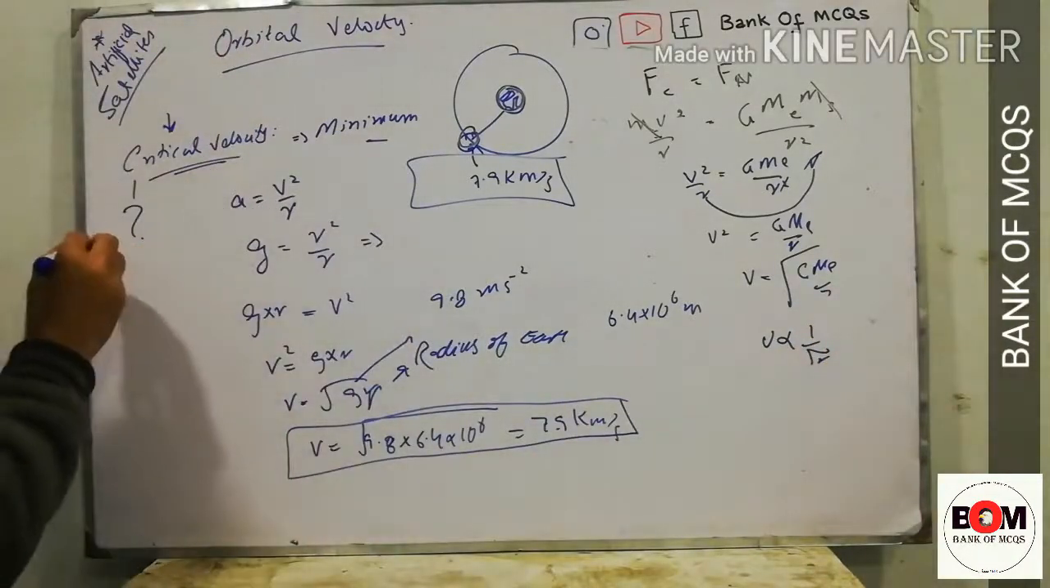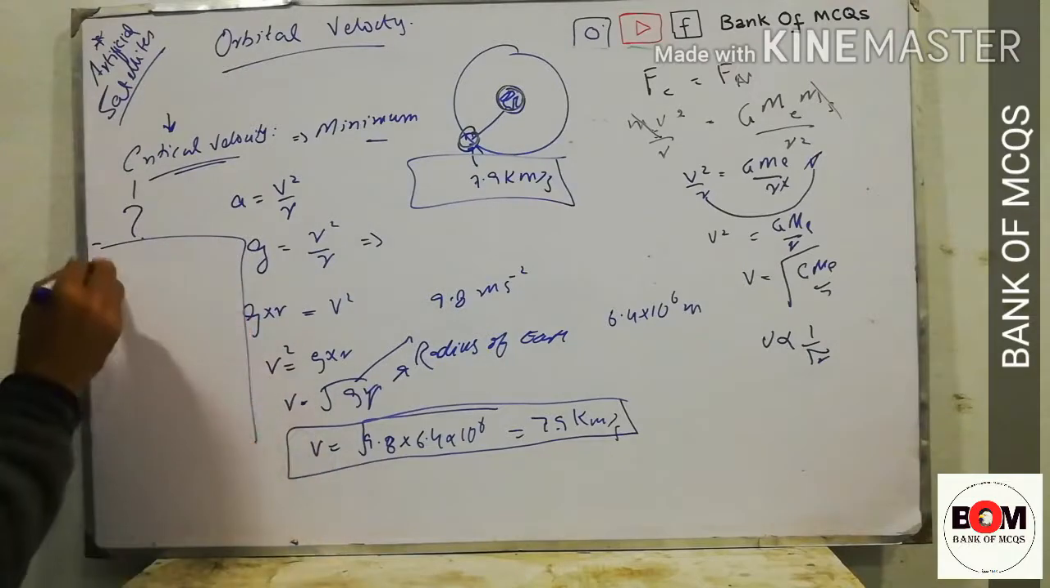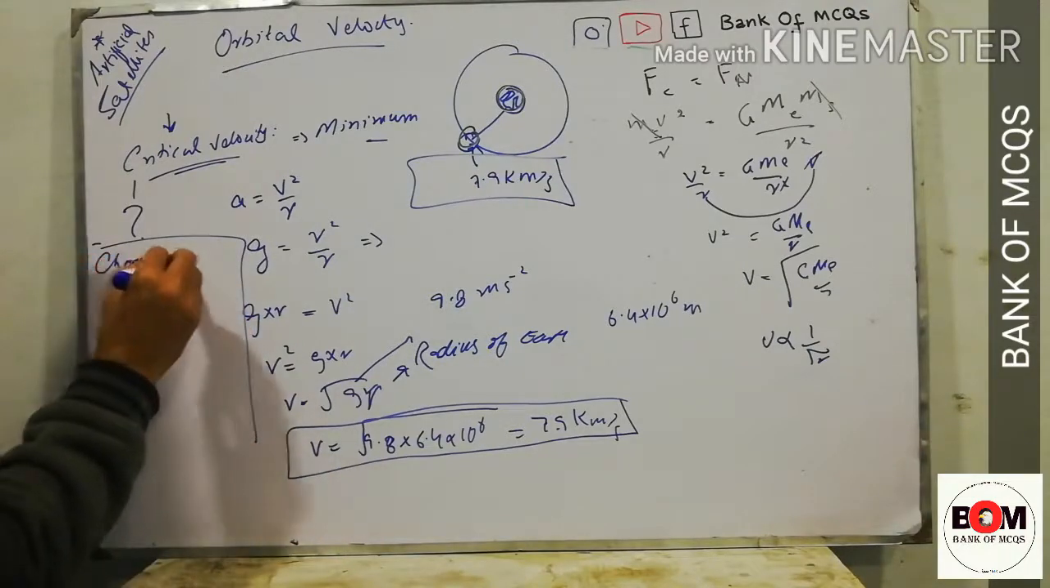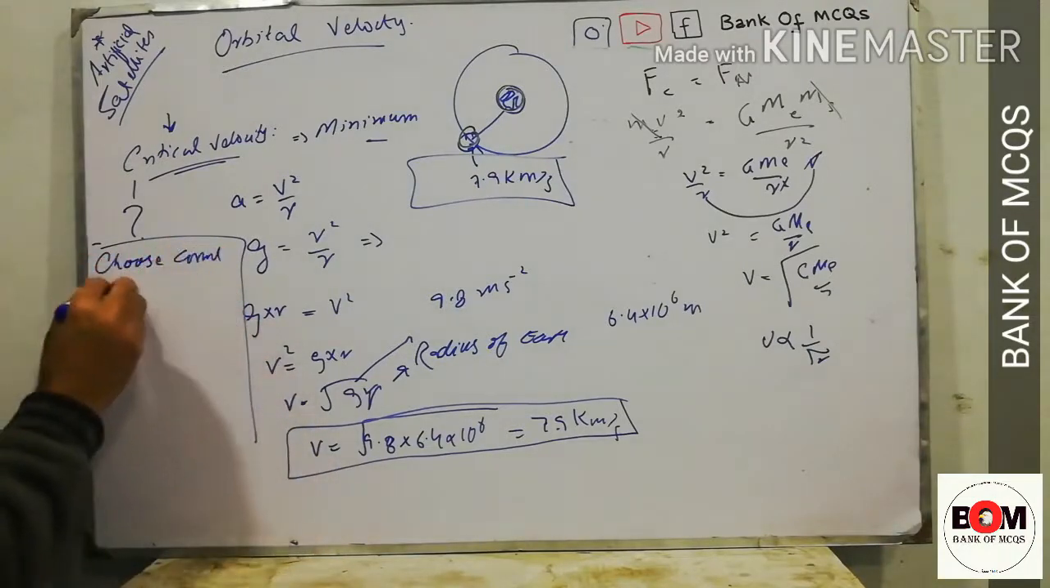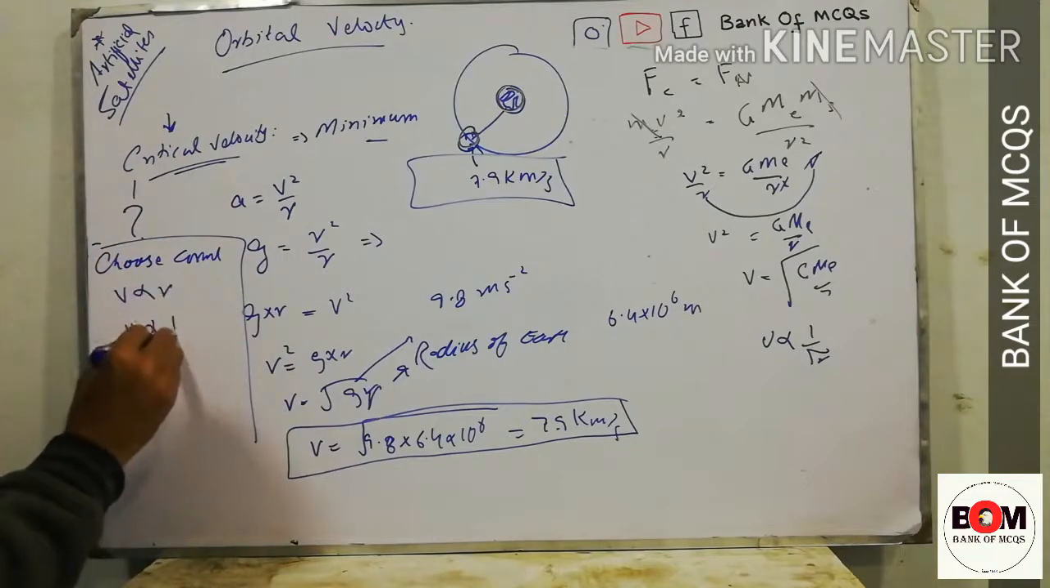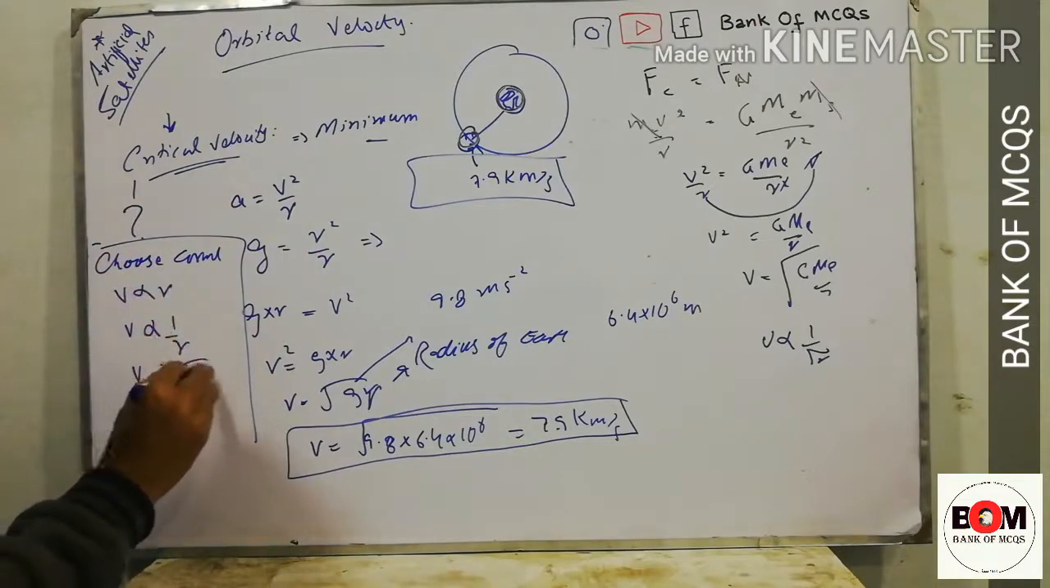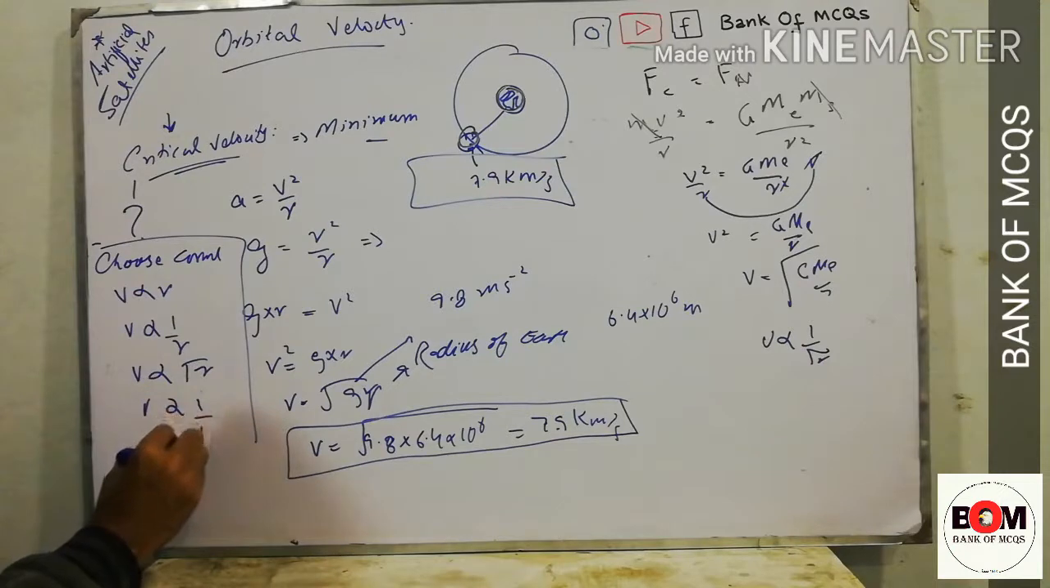The MCQ for this is: choose the correct equation or relation. V is directly proportional to r, V is directly proportional to 1 by r, V is directly proportional to under root r, or V is directly proportional to 1 by under root r.